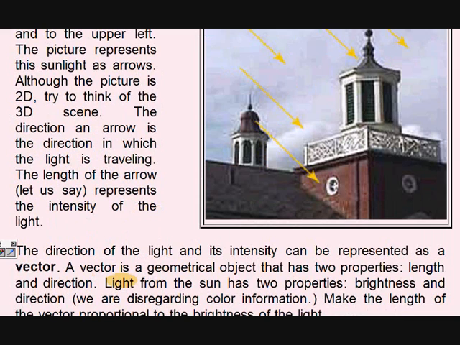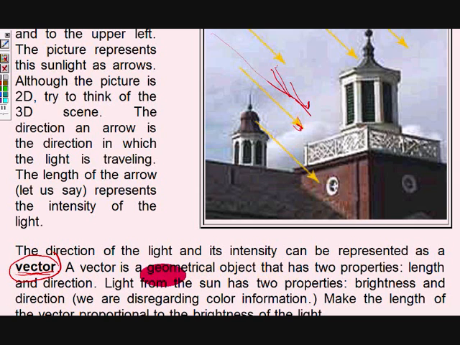The direction of the light and its intensity can be represented as a vector. And the intensity is maybe the length of the line we can use to find out the intensity. Okay, and they are represented as a vector. A vector is a geometrical object that has two properties. What are they? Length and direction. Very good. Light from the sun has two properties, brightness and direction.